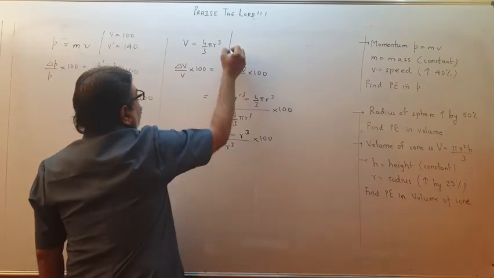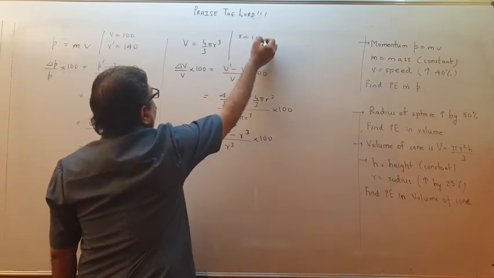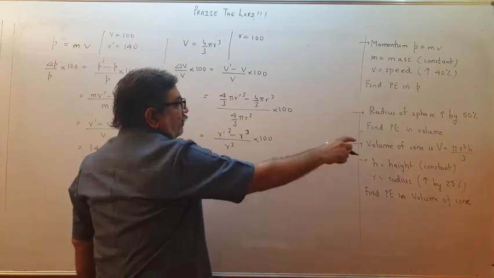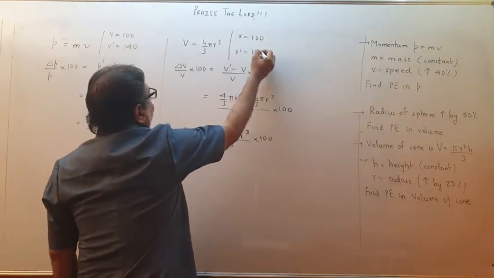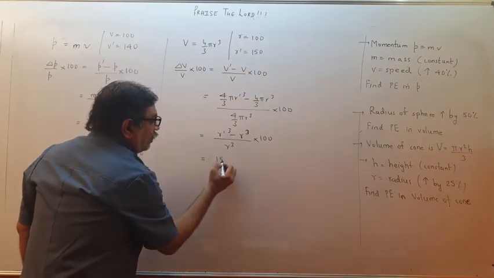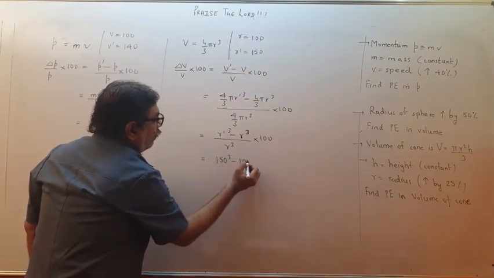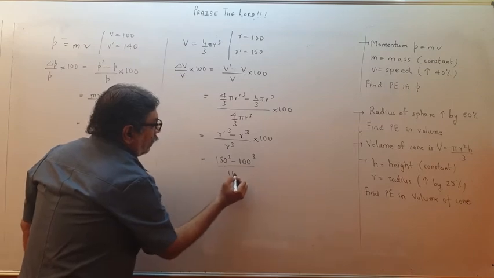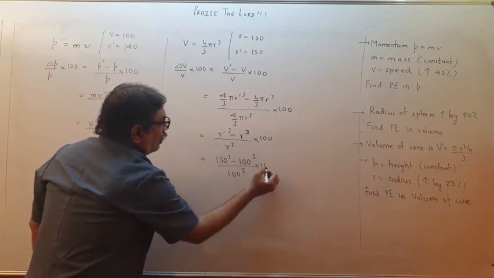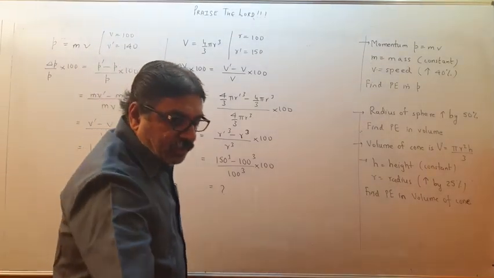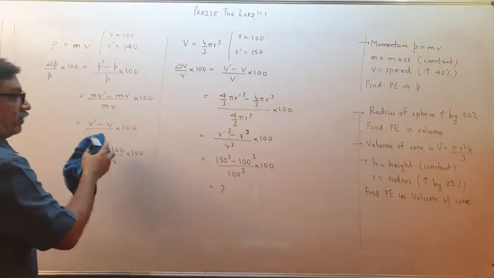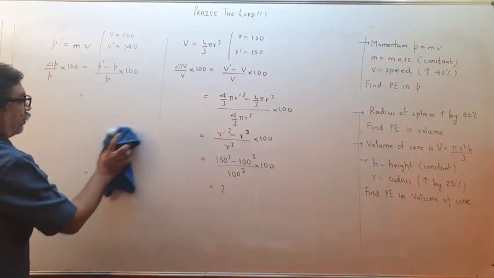Now as I told you, assume initial value of radius is 100. How much is it increasing? 50%. So 50% means r' will become 150. So this becomes (150 cube minus 100 cube) upon 100 cube into 100. Final answer. Okay? Then try to do the third sum. Please pause so that you can copy.